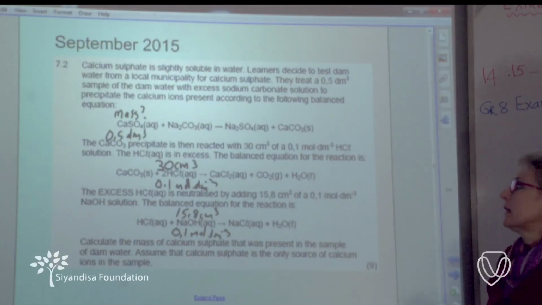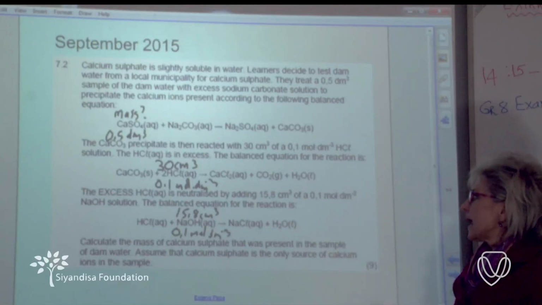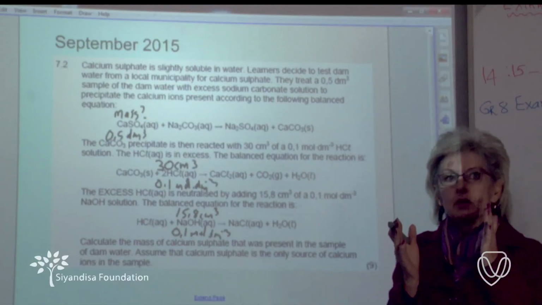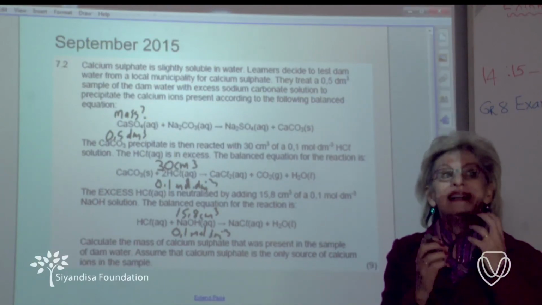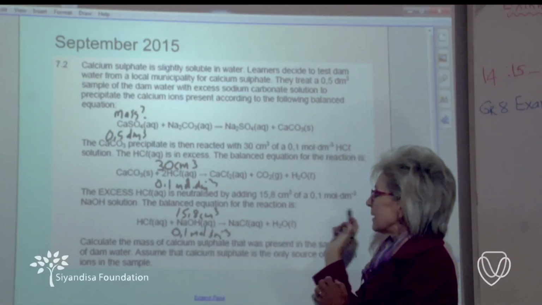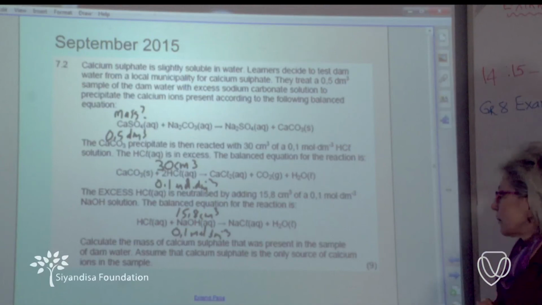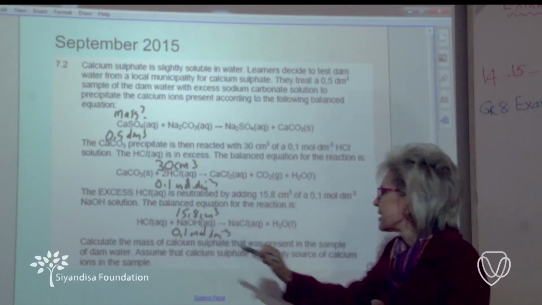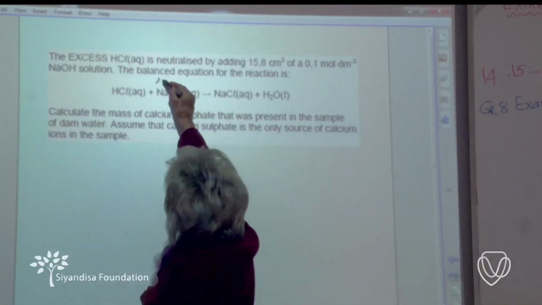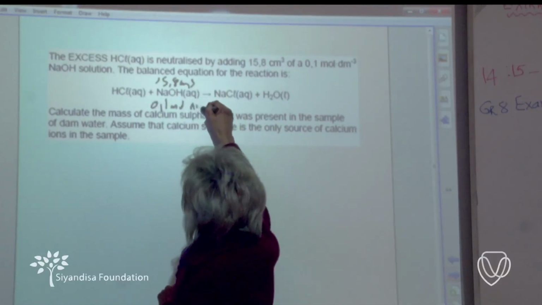So as you can see, three reactions, each one with its own set of values, and we have to start off with a calculation where we know the finite amounts have reacted. So what do I know? I know for this last reaction that 15.8 cubic centimeter of sodium hydroxide has reacted with a concentration of 0.1 mole per cubic decimeter. So this is where we are.